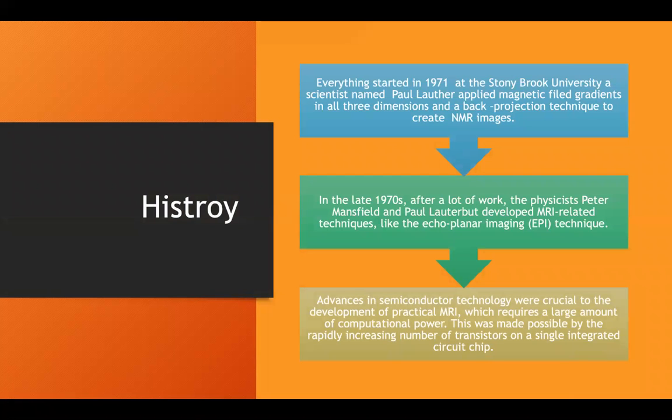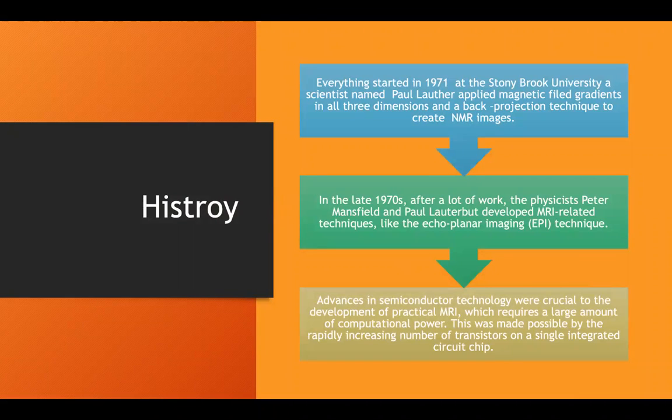Then we come to the history, and I don't know if everyone knows about that, but everything started in 1971 at Stony Brook University. A scientist named Paul Lauterbur applied magnetic field gradients in all three dimensions and a back projection technique to create NMR images.